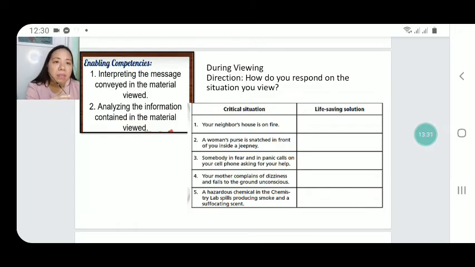Somebody in fear and in panic calls on your cell phone, asks for your help. Immediately you can ask her to calm down, and then when she is calm, try to help her. Kasi mahirap pag panic. Your mother complains of dizziness and falls to the ground unconscious. If you know some first aid, that will do, but then immediately call a doctor. A hazardous chemical in the chemistry lab spills, producing smoke and a suffocating scent. What will you do? Nandun ka sa loob ng laboratory, and the chemicals are spreading there. So of course, you need to cover your nose and immediately leave the laboratory.